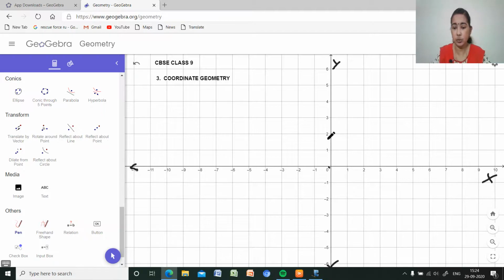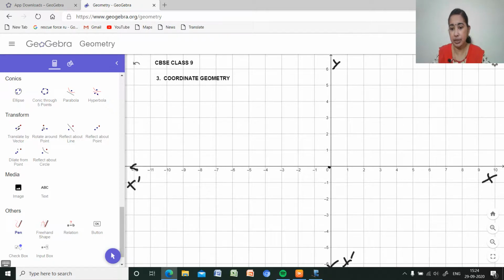Here this is y and this side we call y dash, whereas this side is x dash. To the right side it is positive values: 1, 2, 3, 4, 5, 6 and so on. Whereas to the left side it is minus 1, minus 2, minus 3, minus 4, all negative values. On the y-axis, the upper side is all positive and downwards it is all negative.